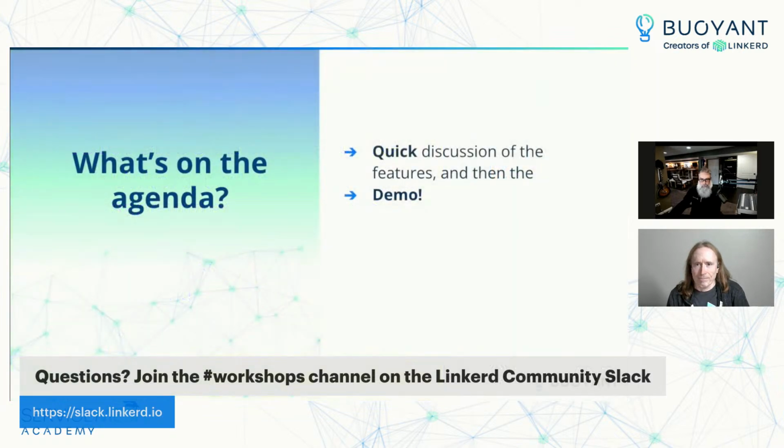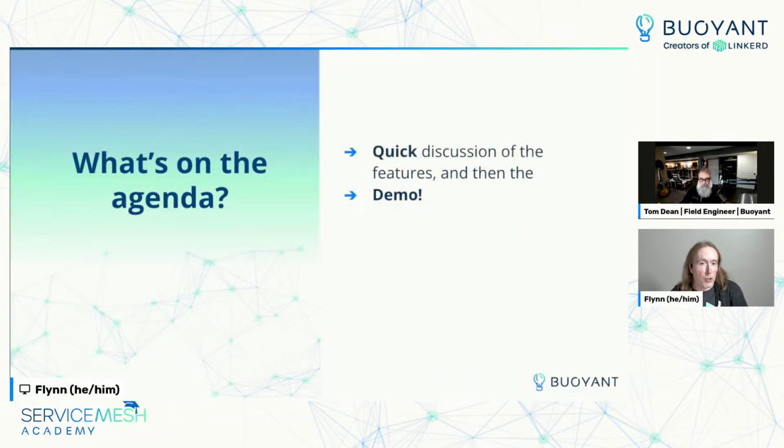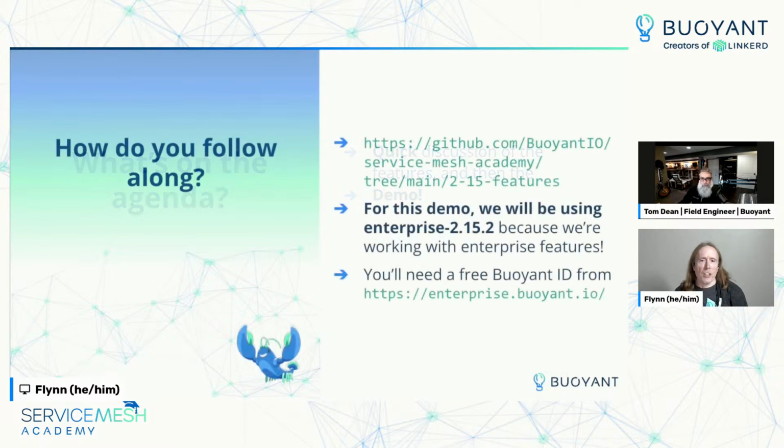All right. With those words from our sponsor out of our way, the agenda for today, we're going to do a very quick discussion, kind of looking over what all these three features are, and then we're going to dive into a demo. If you want to follow along, there's the source. It's the 215 features directory in the Service Mesh Academy GitHub repo.